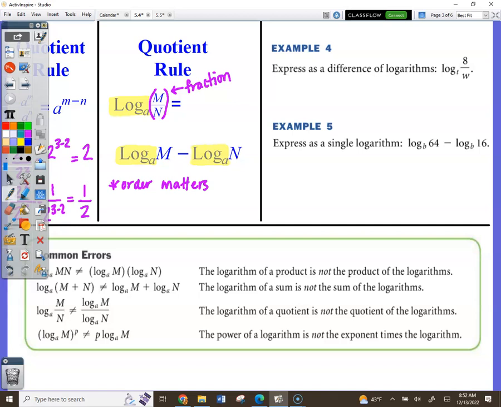Okay, so let's practice both directions with this. This says express as a difference of logs. Difference means subtract. So they're telling you that they want log minus log. Okay, it helps to recognize the log base so that you know that that's not what you're manipulating. You're manipulating the of part. So we're fixing to expand the 8 over W. Okay, so let's put parentheses around it. Okay, so I'm going to write log base T of 8 minus log base T of W.